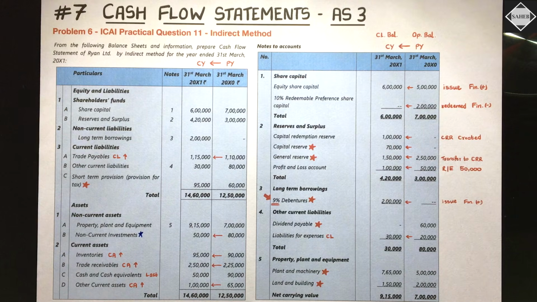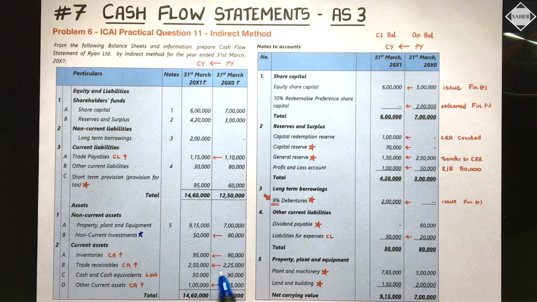Okay, then see current asset, we have inventories, operating current asset. What's happening to this? From 90 it is increased to 95,000, increase of 5,000. Current asset increases means cash is decreasing, you have to subtract in the working capital changes. Trade receivable is also increasing, the same way you have to subtract.